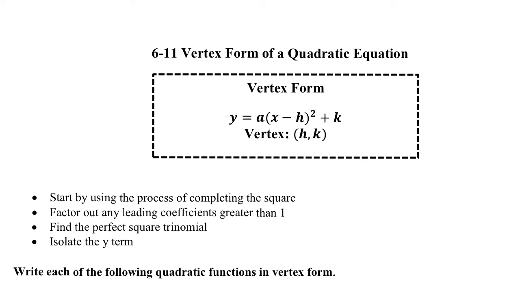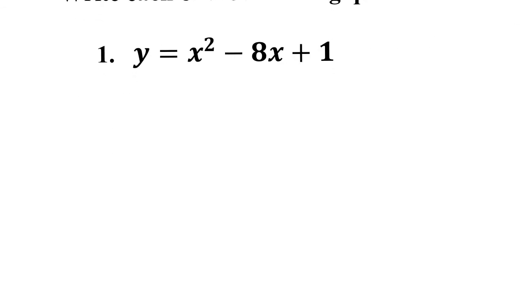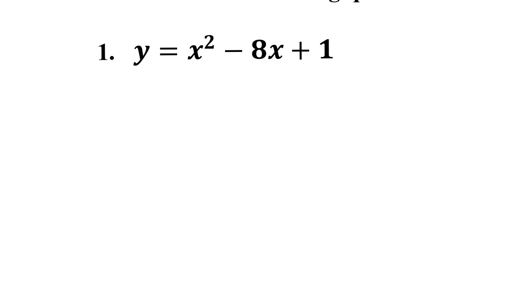So the vertex form is y equals a times x minus h squared plus k, where h comma k is the vertex, and therefore x equals h would be your axis of symmetry. So when we take a look at a quadratic equation that's in standard form, we're going to start by using that process of completing the square to get it into vertex form. So let's just take a look at number 1 here.